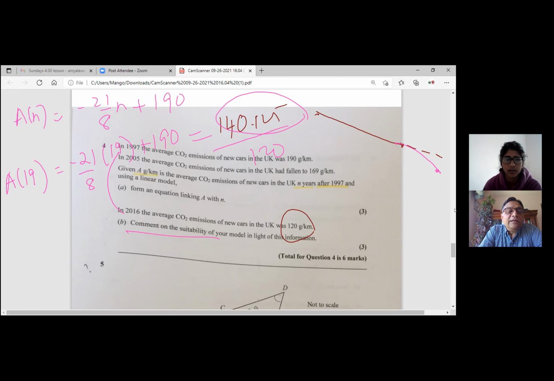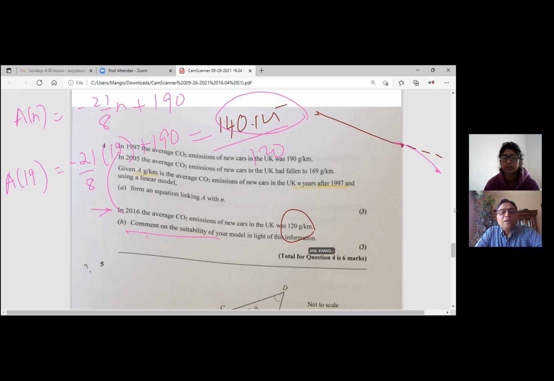Okay. So you have to read the question. Can you please read the question again from here? So in 2016, the average CO2 emissions of new cars in the UK was 120. Part B, comment on the suitability of your model in light of this information.